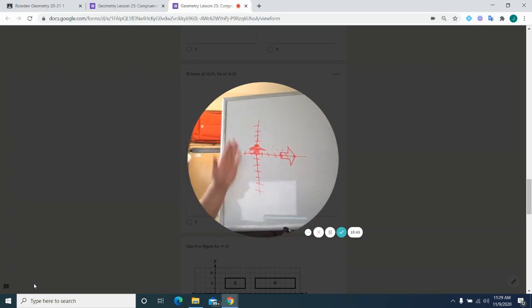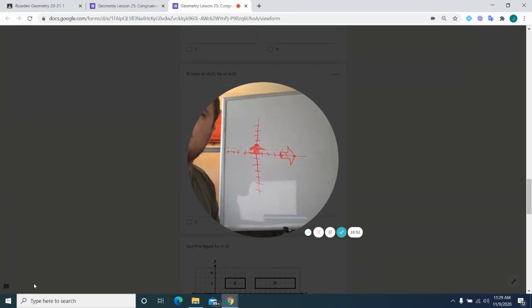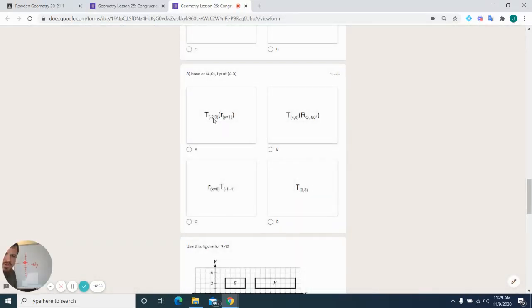So look at what we are. We're up here, and we need to somehow face that way and move over there. So let's look at our options. We've already done this first one. We know that what that's going to do, it's going to flip it upside down, move it to the left. We don't want that. We did this one. This just moves it to the right and up 3.